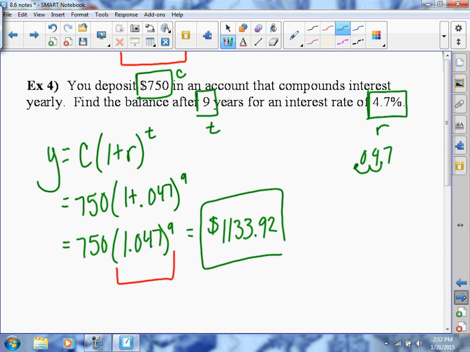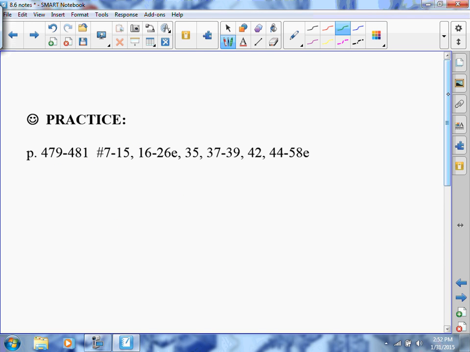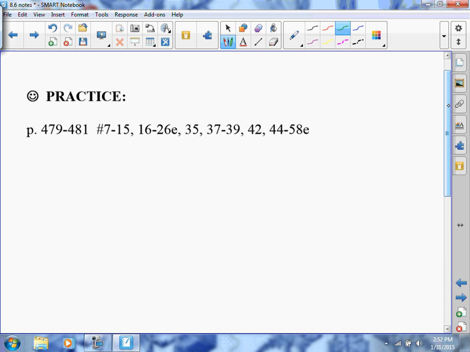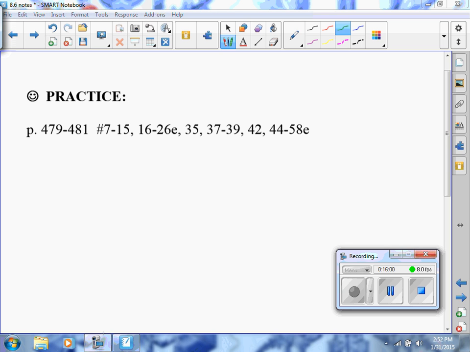So no matter how the problems are worded in your homework, look for those three key pieces of information: the initial amount and your rate and your time. So no matter how it's worded, find those pieces of information, and then you'll be able to substitute and simplify and get your answer. So if you have any questions, come on in and see us before school. Make sure you show your work for these problems as well.